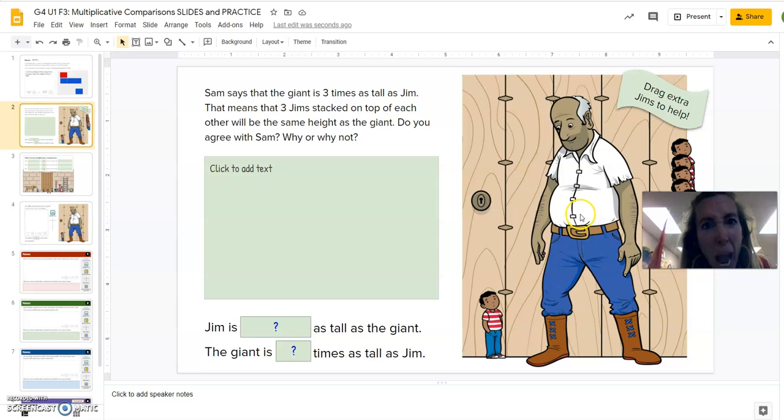Okay, take a look at this giant. That guy looks giant compared to this little person. Just like in the school, you might look over at the middle school side when you were a first grader and be like, oh my gosh, there are giants over there. Whoa. Okay, the 6th, 7th, and 8th graders look like giants. So Sam here says that the giant is 3 times as tall as Jim. That means that 3 Jims stacked on top of each other will be the same as the giant. Do you agree with Sam?